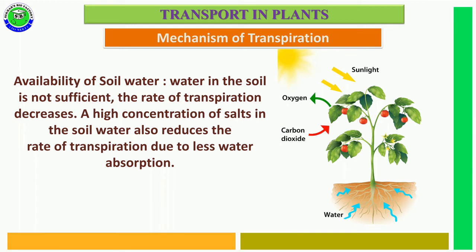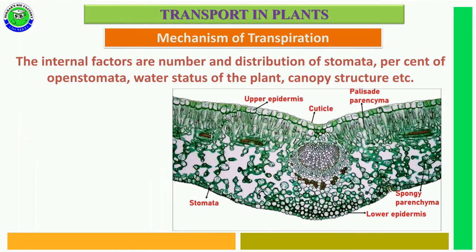Availability of soil water. So if the water present in soil is not sufficient, that can reduce the transpiration rate. In case of high concentration of salt in soil also, water availability can reduce, that leads to less water absorption, that leads to less transpiration.